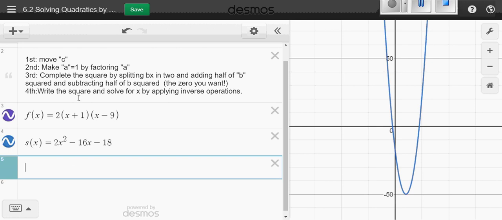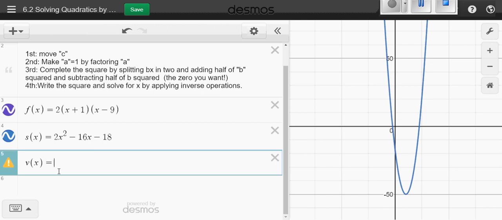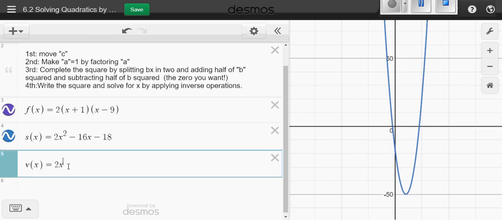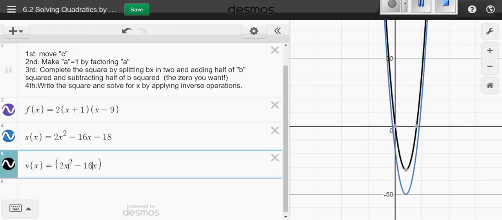Our next job is to change this into a vertex form or transform form. So v of x equals, well, what does it equal? And I'd have to follow these steps. First, move c. So I would say 2x squared minus 16x in parentheses, like so. And I'm just going to move it over and put the minus 18 over here.